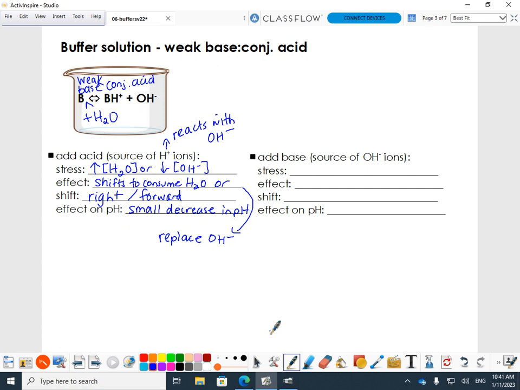So these questions are very similar. So then when you add a base to a base buffer, then the OH is in the equation. So you're directly increasing a product. So it shifts away from the product or shifts to increase the reactants to balance out. Again, whatever you used last time will work here, whatever explanation. Let's see what I wrote over here.